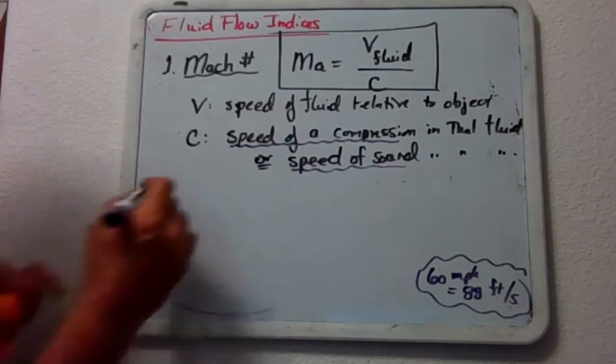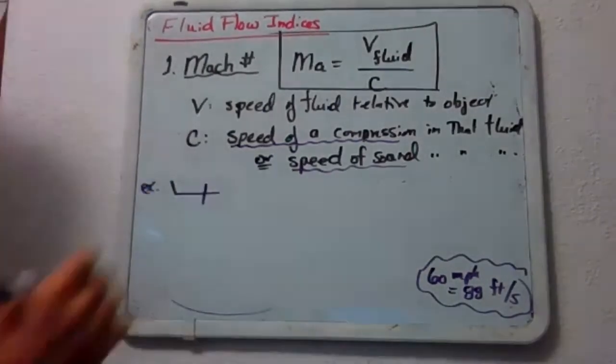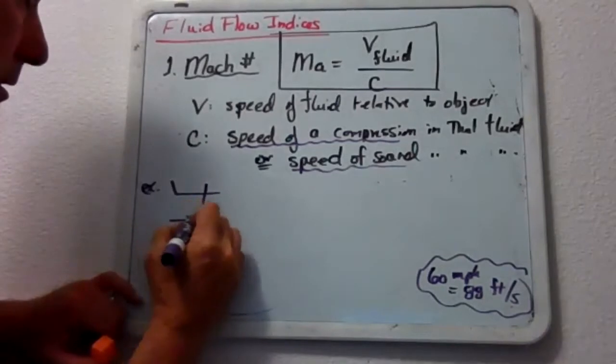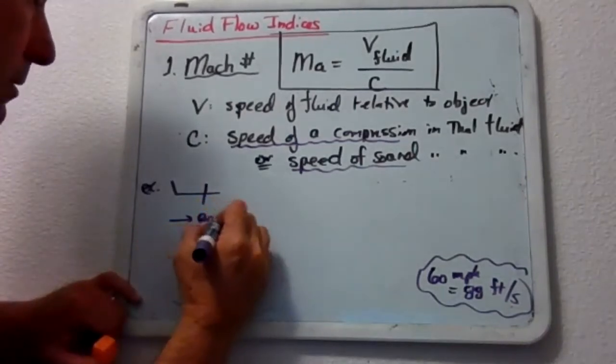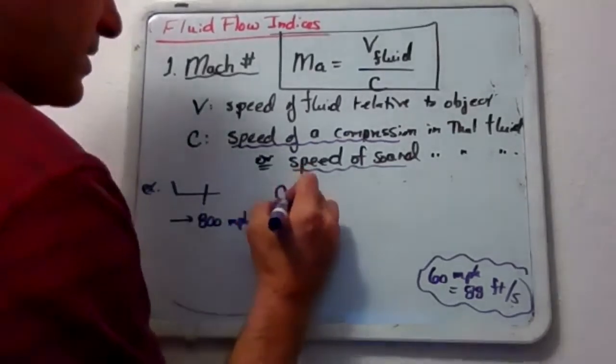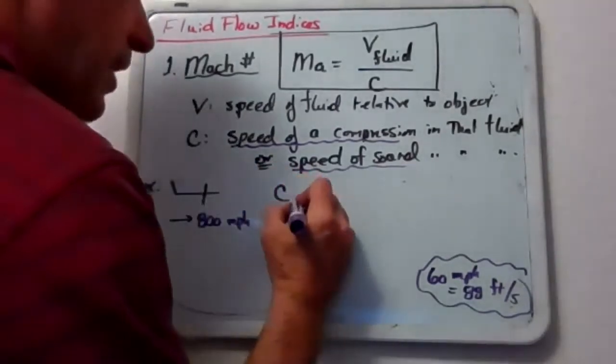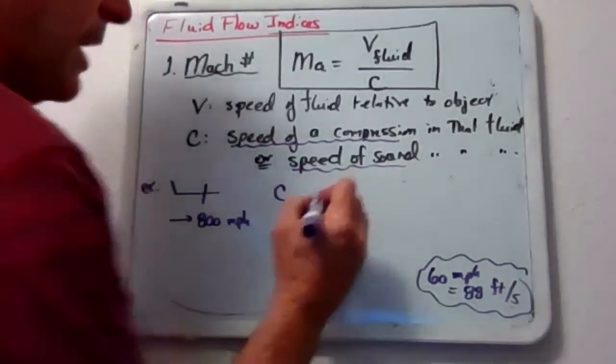Okay. Let's say we have a plane, and it is going 800 miles per hour. What's the fluid it's going through? Well, it'll be going through air. What is the speed of sound in air? We could denote that as C air.